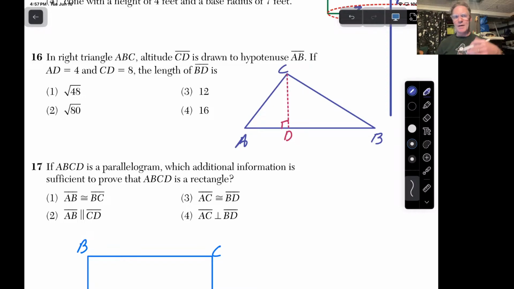Okay, so I've sketched the diagram. Again, please sketch the diagrams. Hopefully they'll give you the diagrams. I mean, some tests they do, some they don't. I don't know why they didn't this time. It would have been nicer if they did.